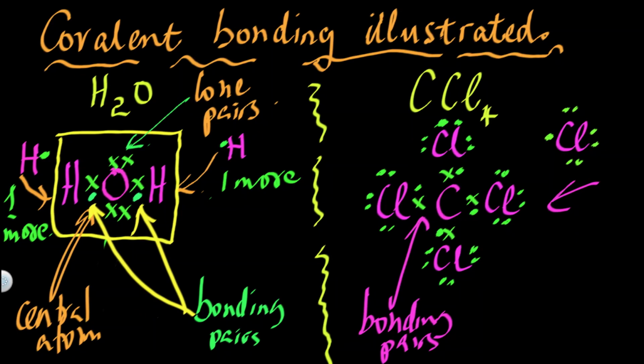It involves the sharing of electrons between 2 atoms, and the shared pair of electrons is called a bonding pair. And this sharing of electrons occurs because each of the atoms involved wants to achieve an octet, or it wants to achieve the electronic configuration of the noble gases.